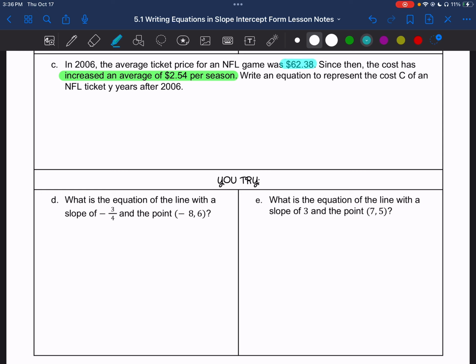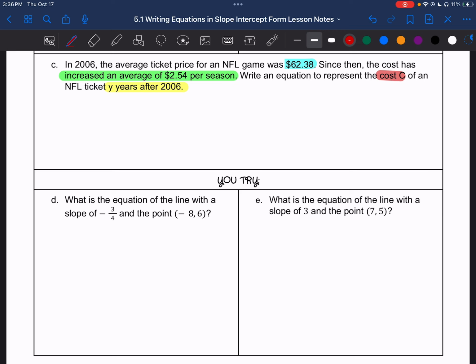Our starting amount was $62.38, but we also have two new things that are thrown in here. We have the cost being defined as C, and we have Y being the number of years after 2006. So in this one, we're not using the same variables. We're using something different. We're not using a standard X and Y, X being independent, Y being dependent. We're using Y to represent years and C to represent the cost. The amount of years is still going to be our independent variable. That's the amount that we can control.